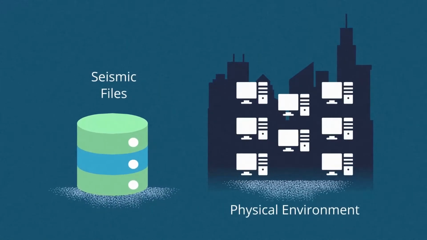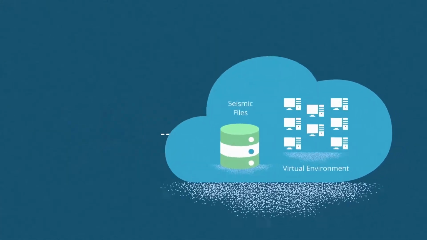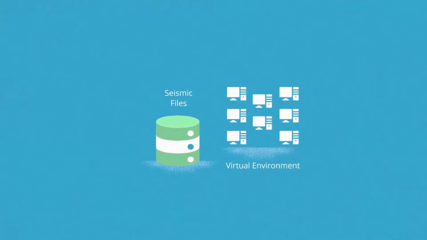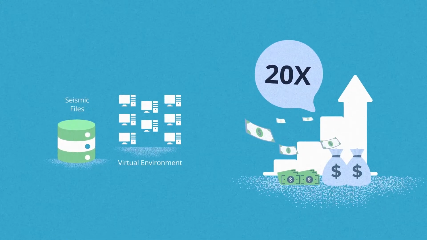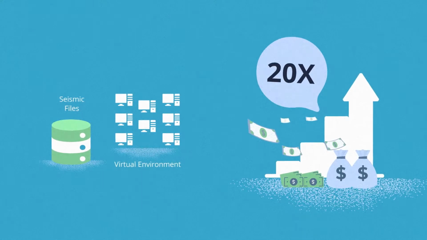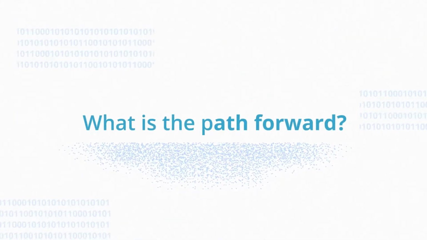One solution to this is a lift and shift method, wherein we move seismic files onto a file system, essentially moving the whole workload to the cloud. But things really start to change when we fixate on the 20 times increase in cost of high-performance file systems in an attempt to deliver the data requirements of geoscience applications. So, what is the path forward?